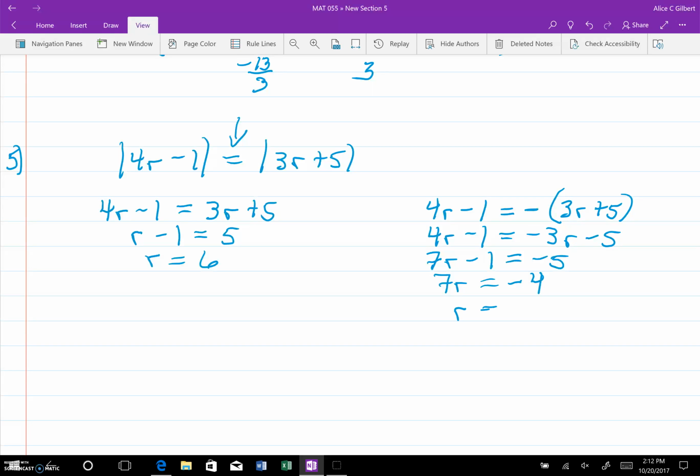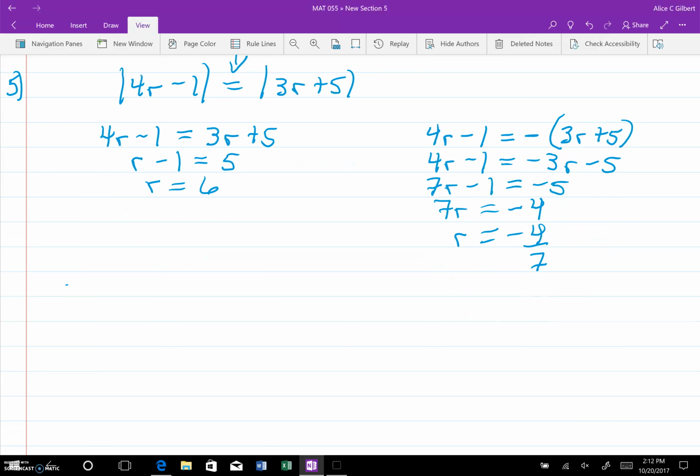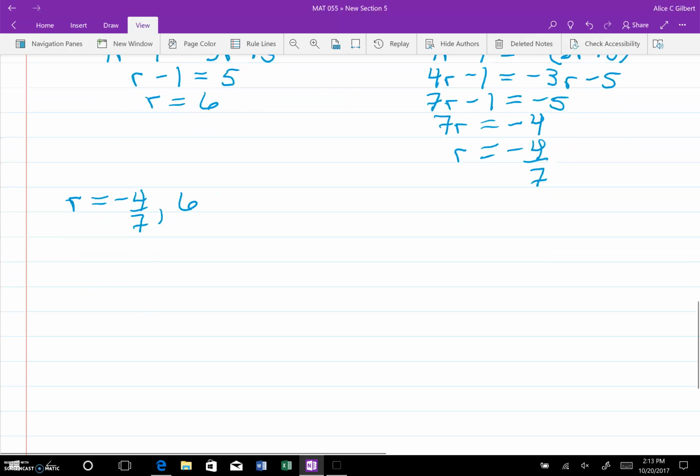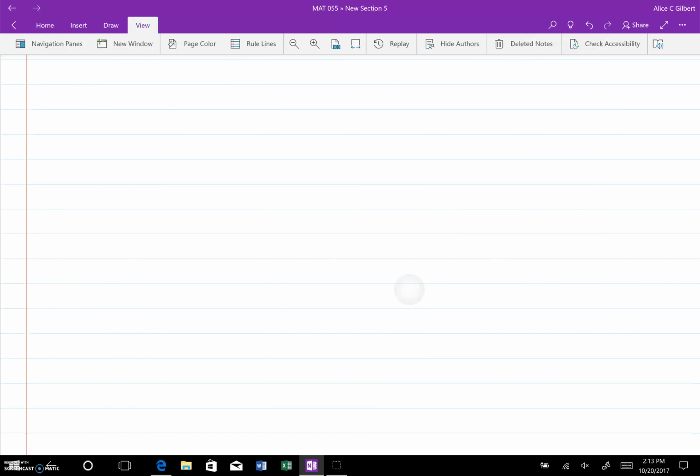And now divide both sides by 7, gives me negative 4/7. And so that's my final answer. R equals negative 4/7 or 6. Again, please write it like this, not like the book does. And one more time, if I did ask you to graph this, just a dot here and a dot here, I don't even care where, as long as they're on the correct side of each other, and I can see them both. Okay? All right, now a couple other things we still need to think about and look at.